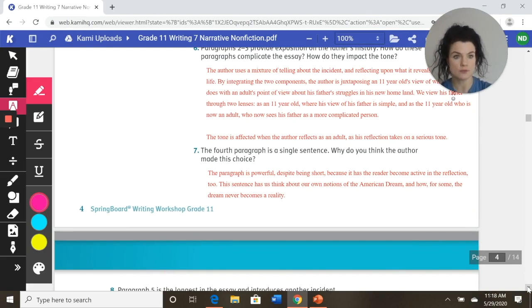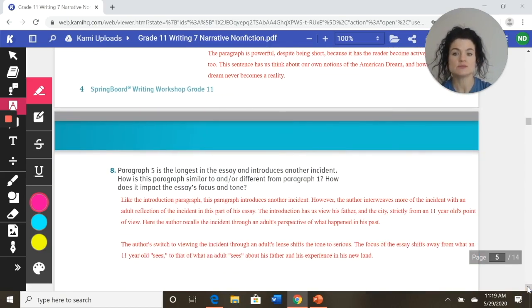Why do you think the author made this choice? I said the paragraph is powerful despite being short because it has the reader become active in the reflection too. This sentence has us think about our own notions of the American dream and how, for some, the dream never becomes a reality.